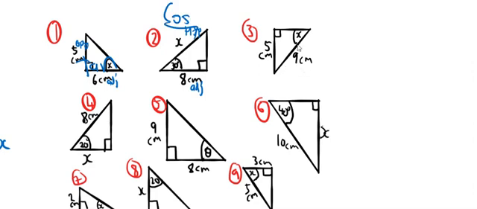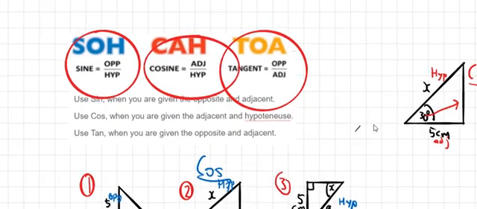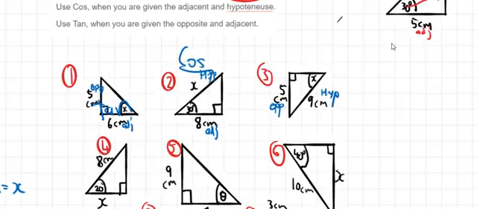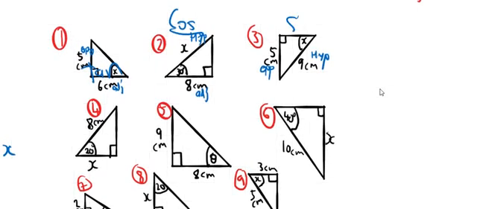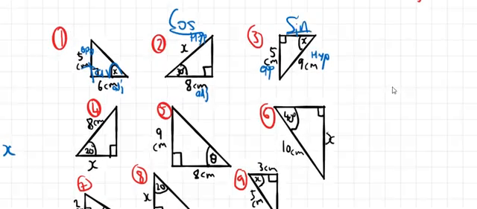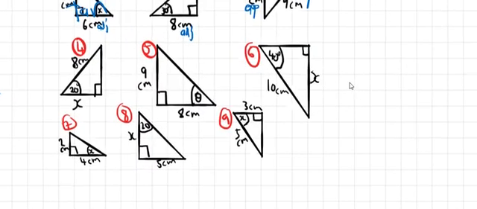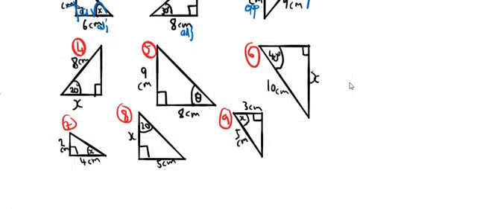Question 3, I can see 5 is the opposite and 9 is the hypotenuse. So opposite and hypotenuse. Which one has an opposite and hypotenuse? Well, it's the first one, it's sin. Question 4, x is the adjacent in this one and 8 is the hypotenuse. So adjacent and hypotenuse means that it's cos. Question 5, 9 is the opposite, 8 is the adjacent. So opposite and adjacent means tan.